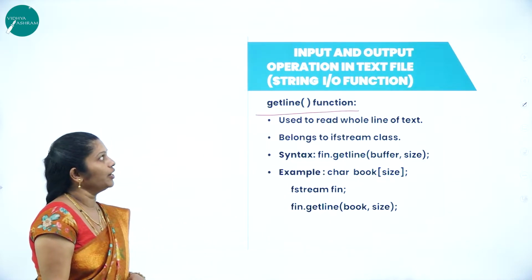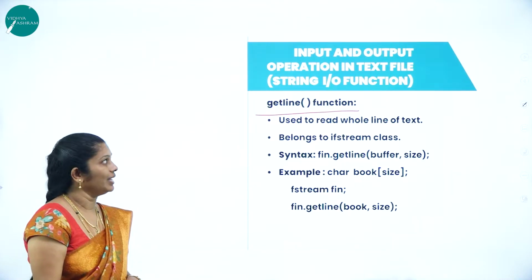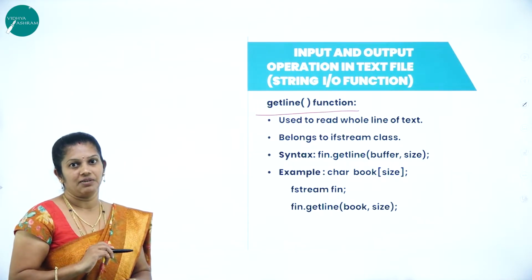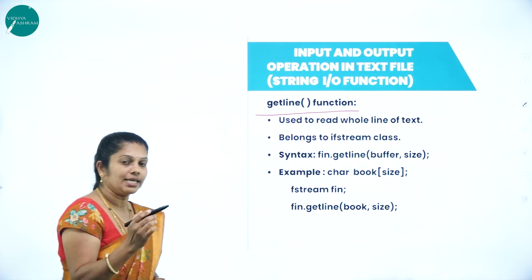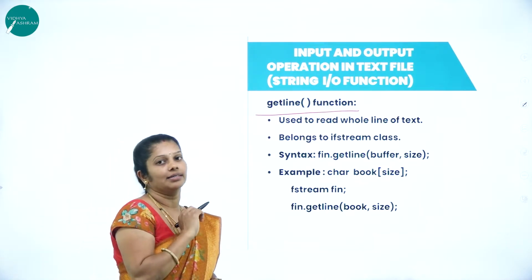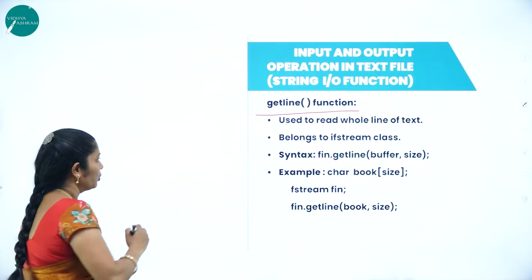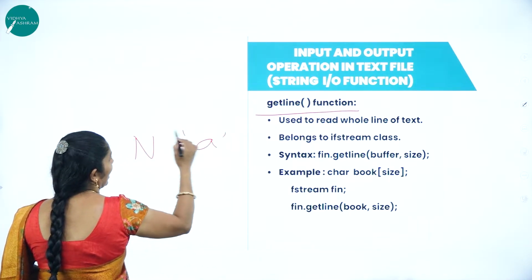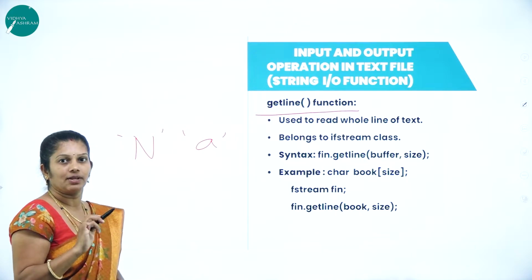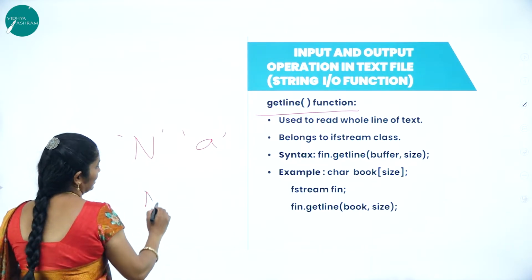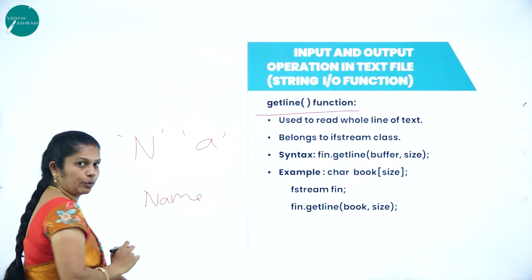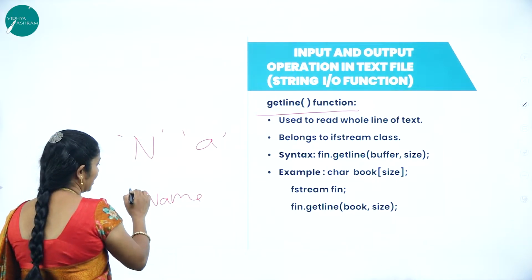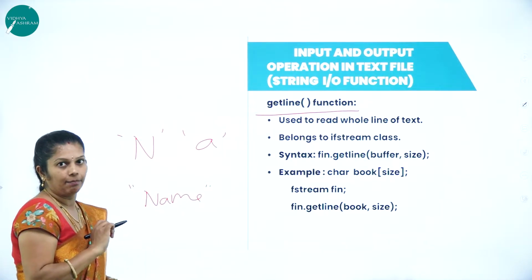Now input and output operation in a text file, especially string functions. A string is nothing but a collection of characters. If I write A or N, anything, then it is a character, opened as well as closed by single quotes. For example, if I write name, then it is a string, opened as well as closed by double quotes.